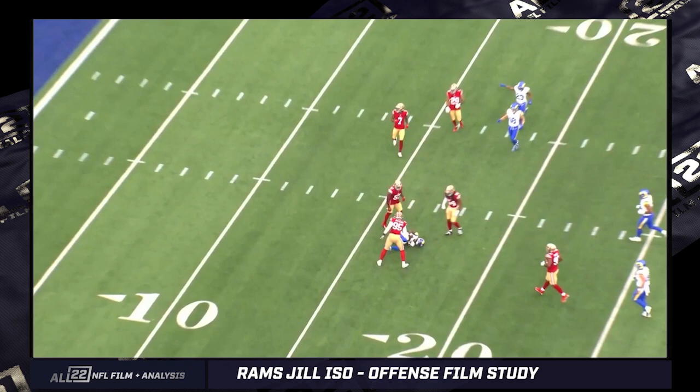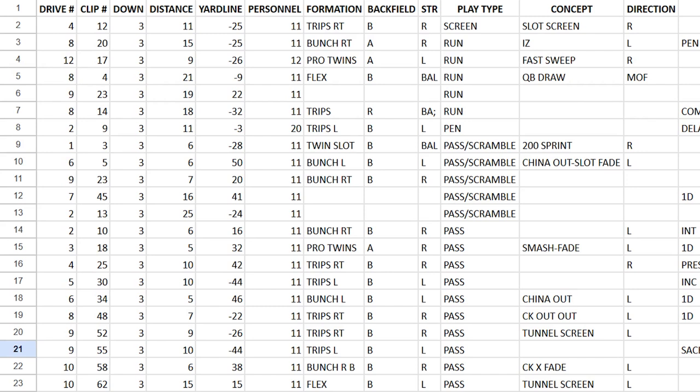I think I showed this earlier, but this is what I do for Ravens and Lions film: categorize the data with personnel group, formation, backfield strength, play type, concept, direction. There's more that's off screen, to your right, that you can't see. I wanted to enlarge it so you could see it if you were looking on a phone or something. Again, I can't prove it. As a Rams fan, you probably have more knowledge of it specifically than me.